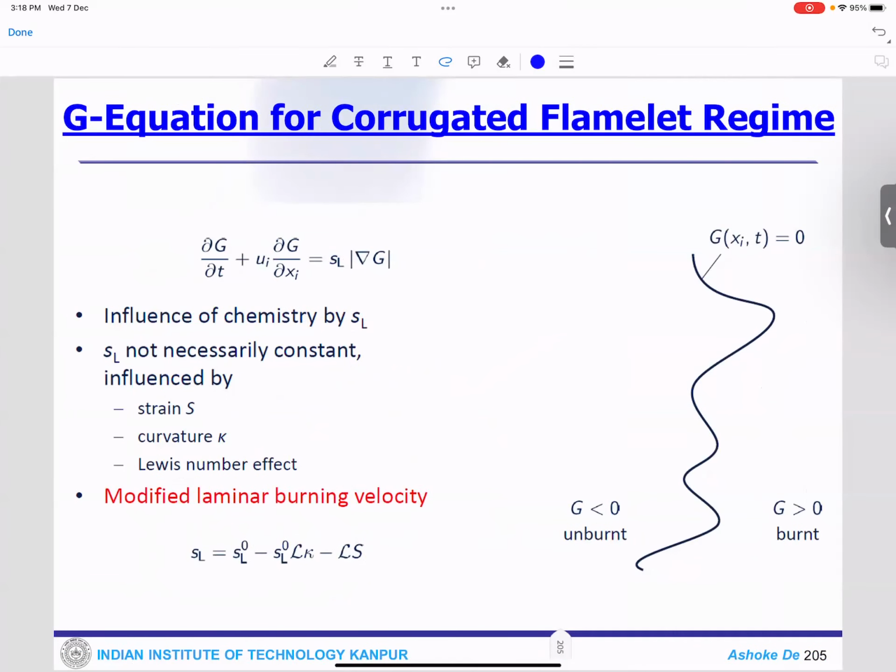And now, when you talk about this burning velocity, the flame front is obviously wrinkled due to turbulence and other factors. So you can take into account the strain rate effect, curvature effect, the Lewis number effect. All these can be provided in the modified burning velocity. These are well-established correlations which are available. So the idea is that whenever you try to track that flame front, you take into account the effect of the strain, the effect of the curvature, the Lewis number, and all these things.